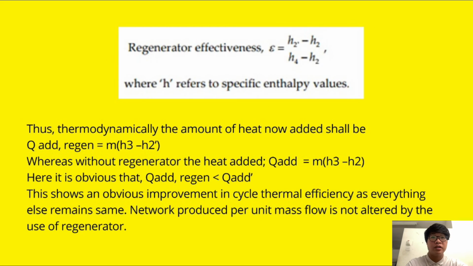This is the diagram of regenerative effectiveness, where H refers to specific enthalpy values. Thus, thermodynamically, the amount of heat now added shall be Q_H, with regenerator, m(h3 minus h2'), whereas without a regenerator, the heat added Q_H is m(h3 minus h2). Here it is obvious that Q_H with regenerator is less than Q_H without. This shows an obvious improvement in cycle thermal efficiency as everything else remains the same.